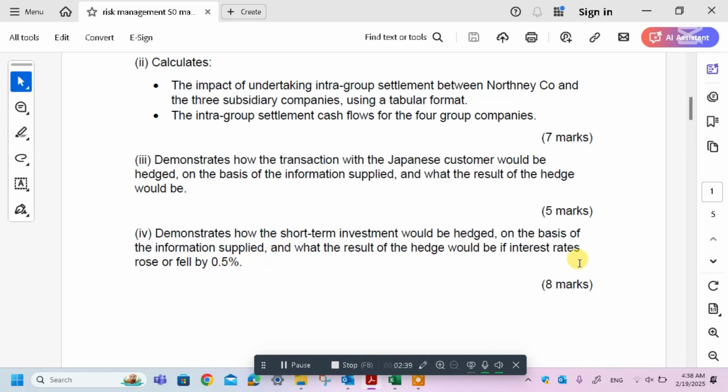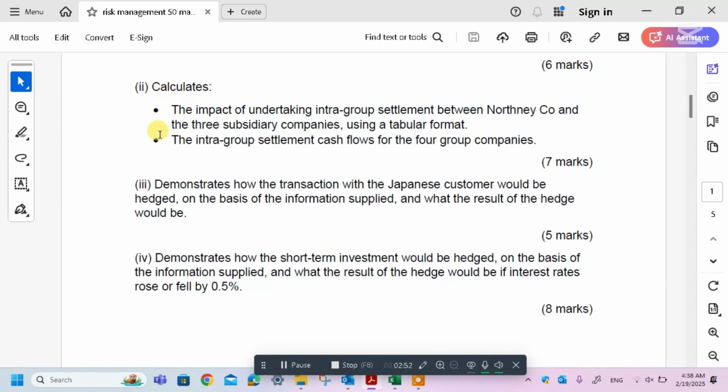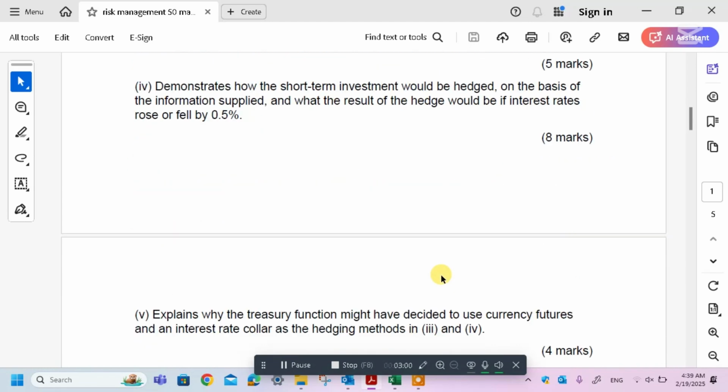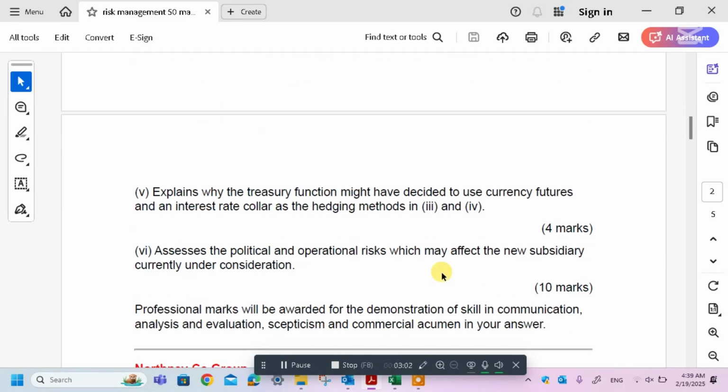Demonstrate how the short-term investment would be hedged on the basis of the information supplied and what the result of the hedge would be if interest rates rose or fell by 0.5%. Interest rate hedging, 8 marks based on the information given. So there is going to be some information. If you look at 2, 3, 4, these are mostly calculations. 7 marks, 5 marks, 8 marks. That is 20 marks are on calculations.